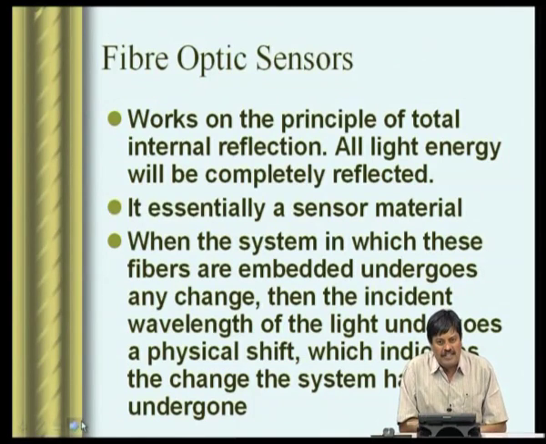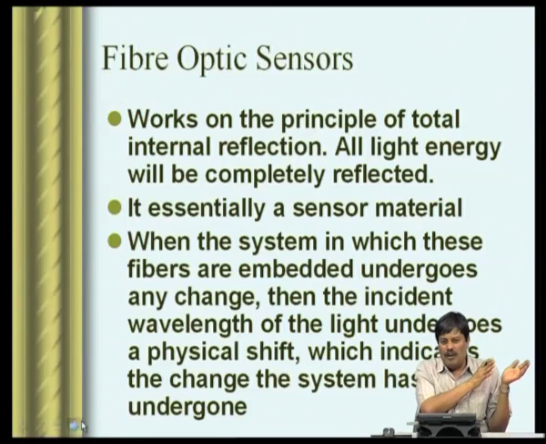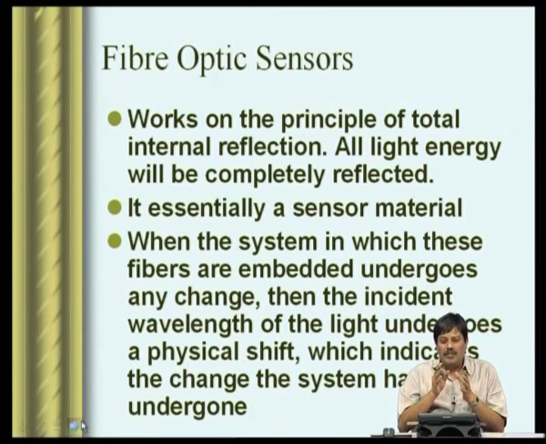Next, we will go to fiber optic sensing. Here the fiber optic sensor works on the principle of total internal reflection. In total internal reflection, all the light energy is reflected without any loss. It is basically a sensor material. Fiber optics cannot do any actuation. So, how does it work? When the system in which these fibers are embedded undergoes any change, the incident light has a wavelength and that changes when it comes out. Monitoring the wavelengths of the incident and also the reflected spectrum, we can say something is going on in the system, and hence it can be used as a sensor.